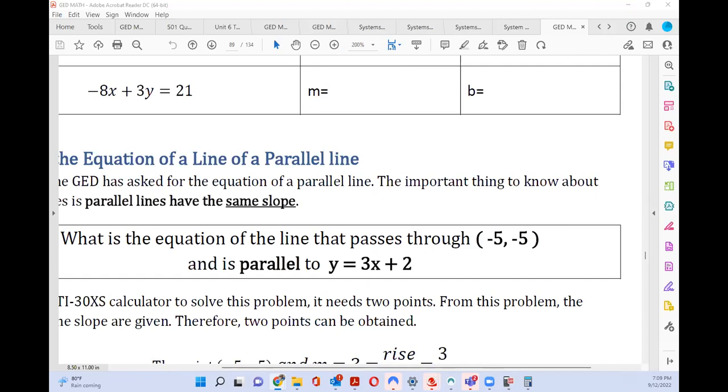Okay, minus 8x plus 3y equal 21. What's the slope and what's the y-intercept? Send me your answer in the chat. Oh, that's too small, I can't see the name. So that was Earl. No, not the equation of the line. I want the slope and the y-intercept. Write m equals and whatever you think the slope is, and then b equals and whatever you think the y-intercept is.